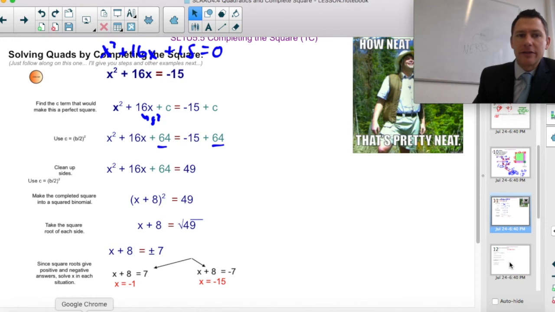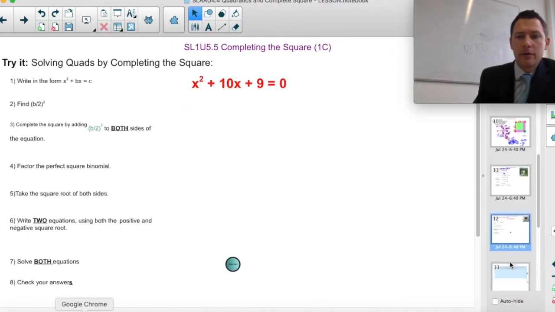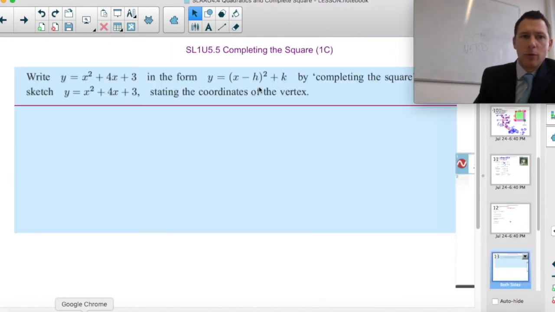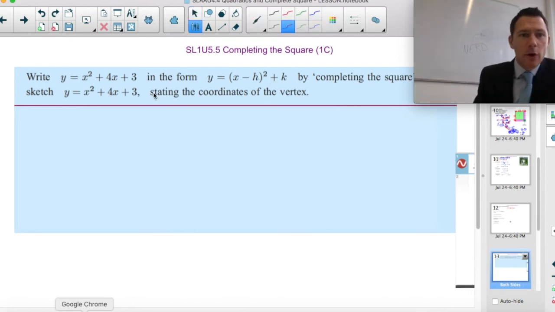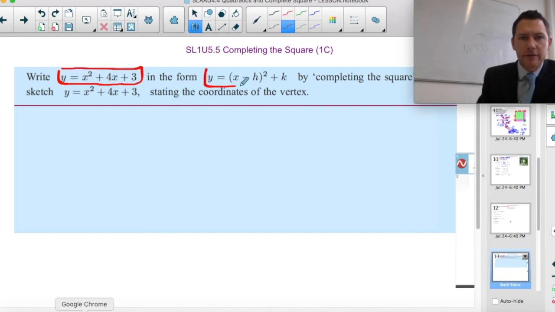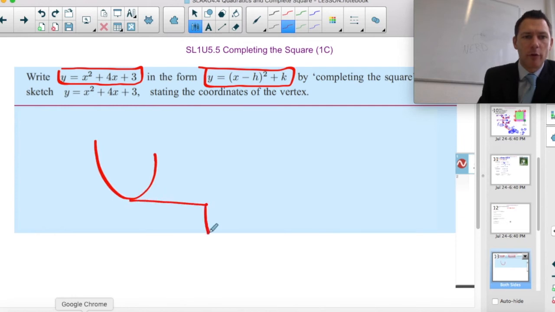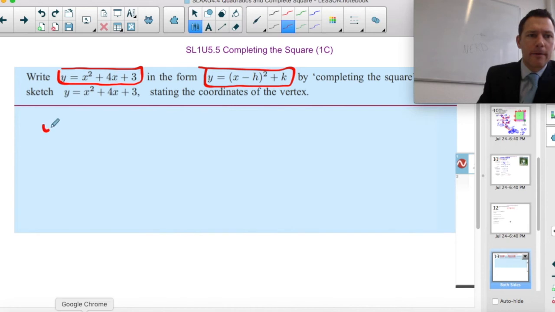Another reason that we complete the square is so we can turn it from one form to the other. So if we want to take this and turn it into this form, this vertex form, we're going to complete the square because it helps us just take x squared and move it over and down on the graph. So let's try it out.